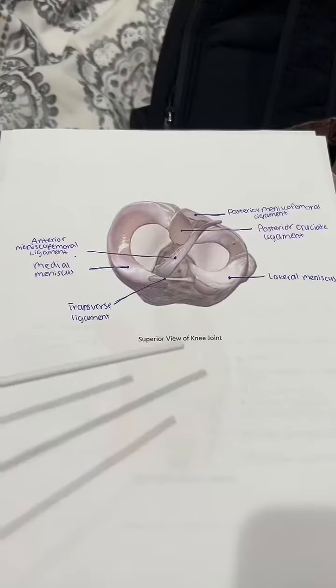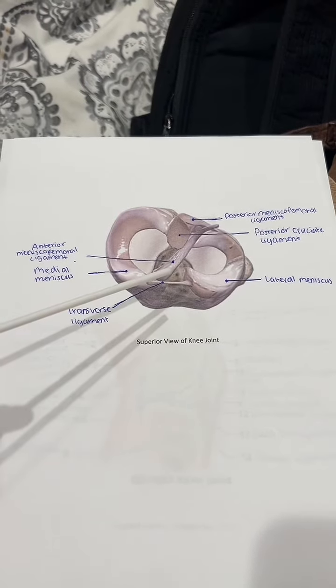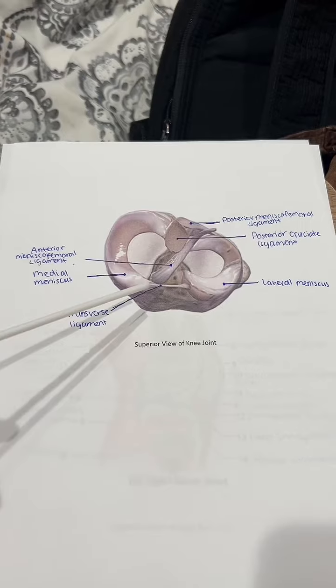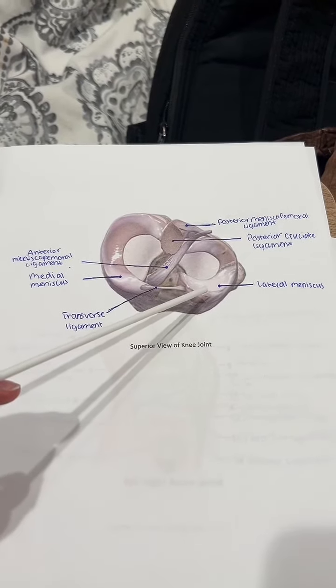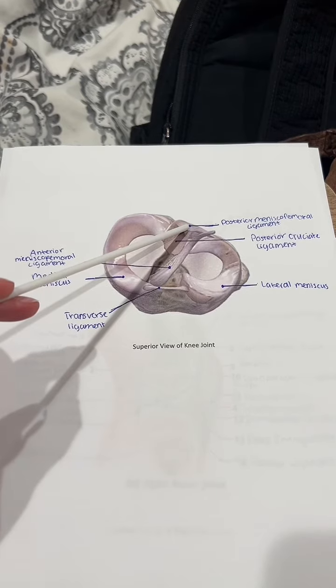On the superior view of the knee, you can see the anterior meniscofemoral ligament, the medial meniscus, the transverse ligament, the lateral meniscus, the posterior cruciate ligament, and the posterior meniscofemoral ligament.